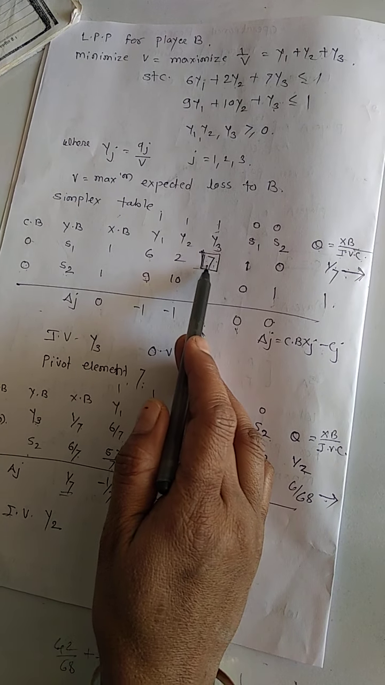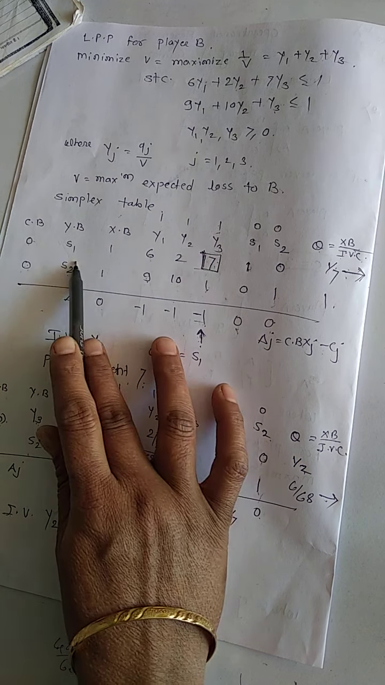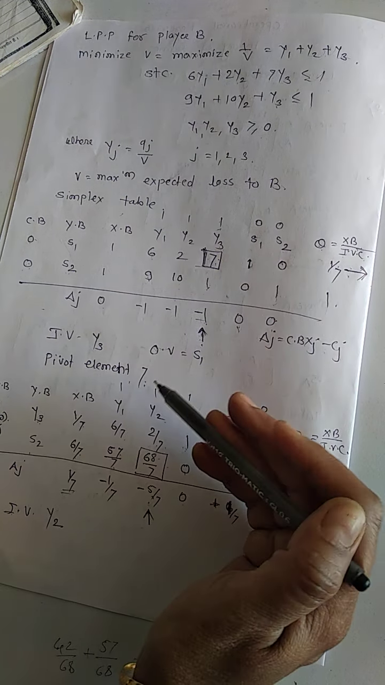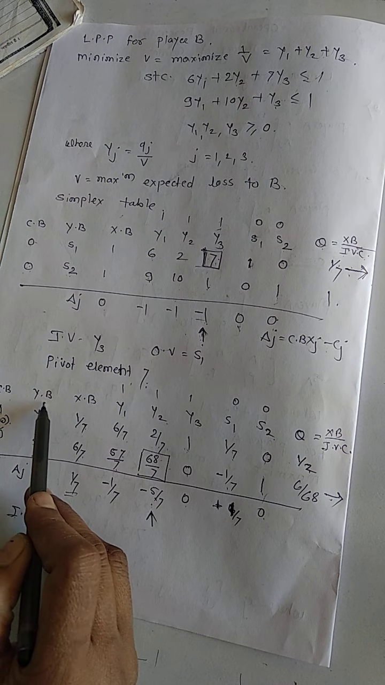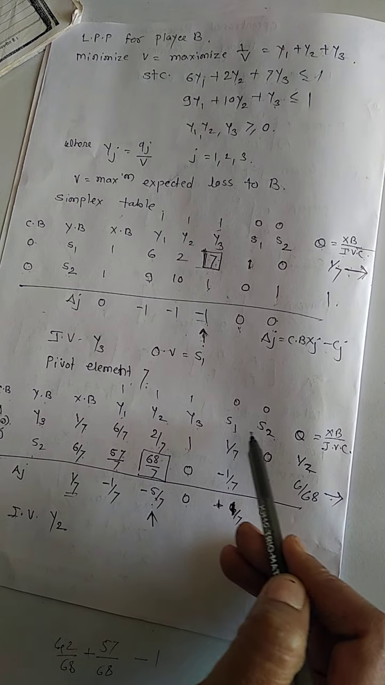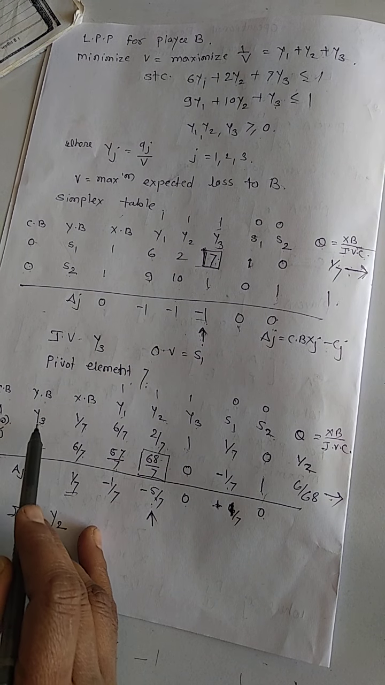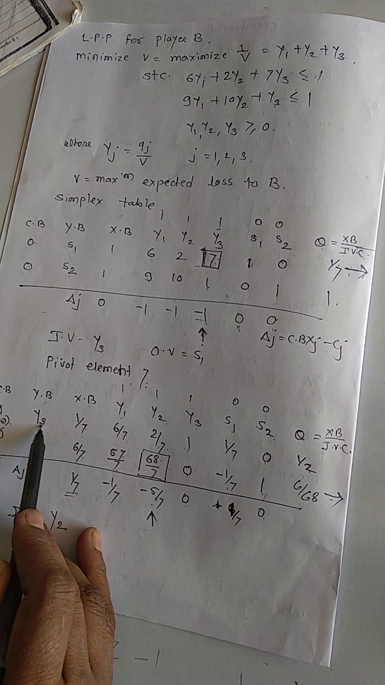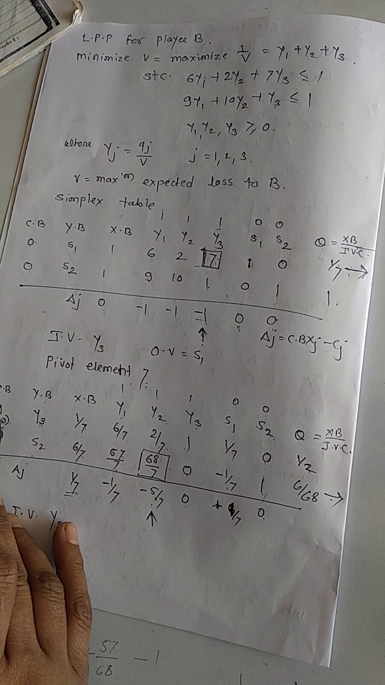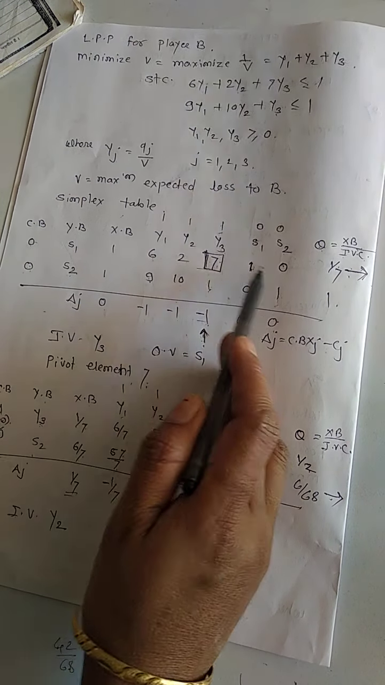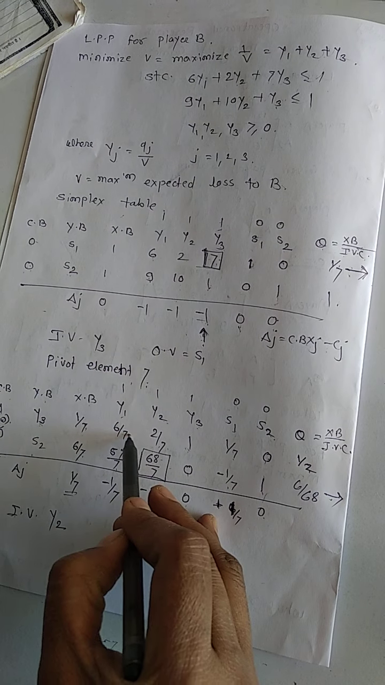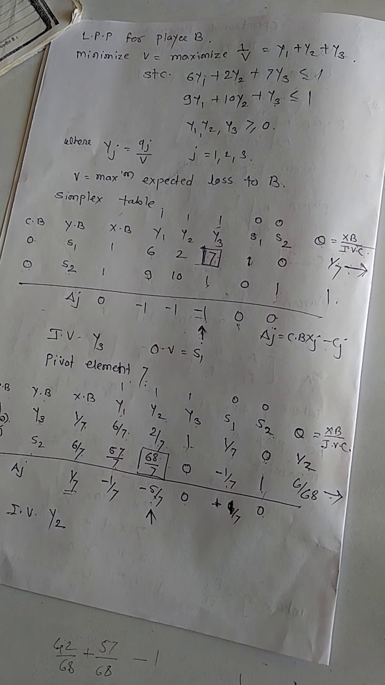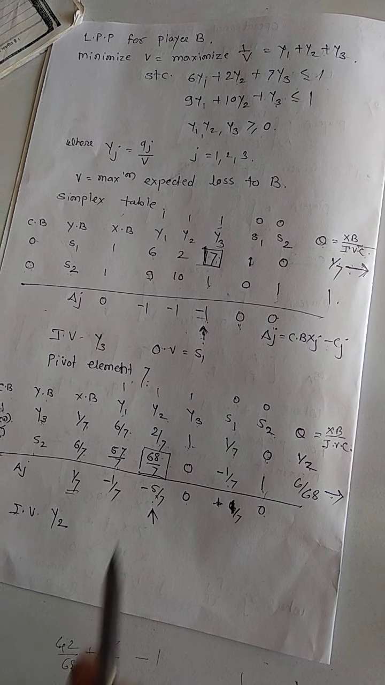Then make the value of the pivot element or key element 1. Therefore in this row divide by 7 and write this table: CB, YB, XB, Y1, Y2, Y3, S1, S2, and here S1 is outgoing and Y3 is incoming, therefore here write Y3, and the value of Y3 in the basic equation is 1, therefore here 1, and divide this row by 7, therefore here 1 by 7, 6 by 7, 2 by 7, 1, 1 by 7, 0.